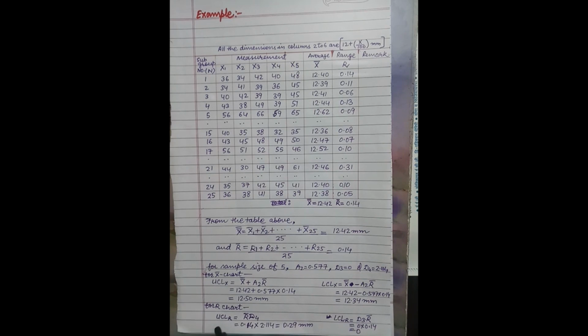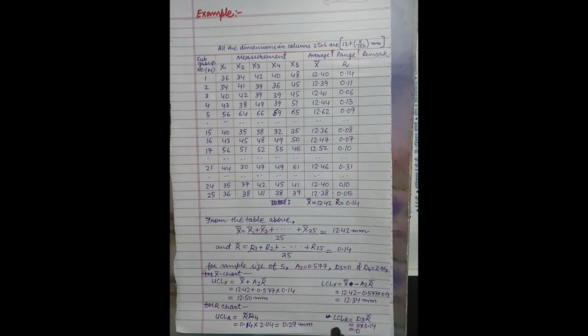For R chart, using the standard empirical relation D4 times R bar, we have calculated upper control limit 0.29 and lower control limit, which is 0, because the value of D3 for sample size 5 is 0. So 0 multiplied by R bar is 0.